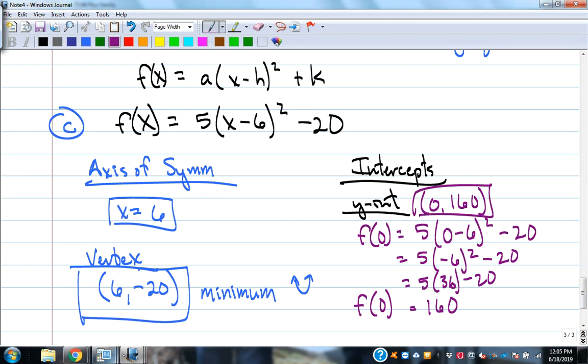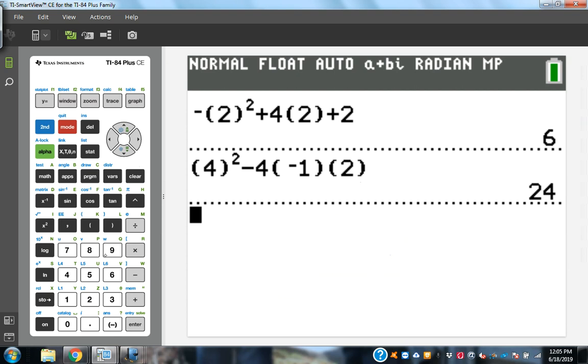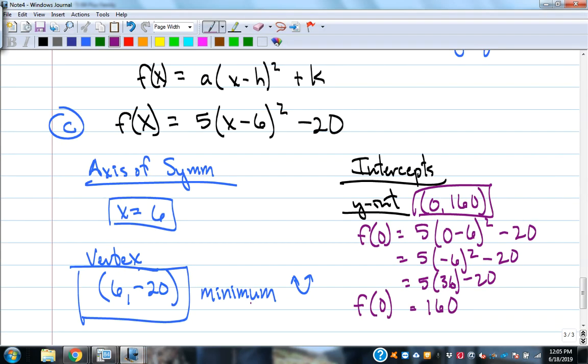If I did it with the calculator, it's the same idea. So I'd have 5 parentheses, 0 minus 6 squared minus 20. I'll check my math here. Yeah, I did it right. 160. So I'm just working that out, plugging a 0 in for x. That will always find you a y-intercept. Plug a 0 in for x. Okay, but plugging in a 0 in for x gets you the y-intercept at 0, 160.